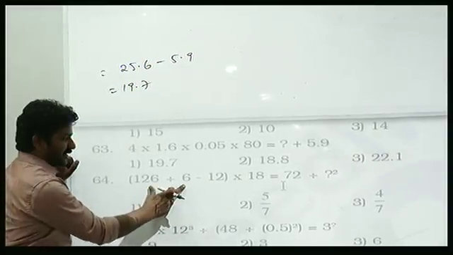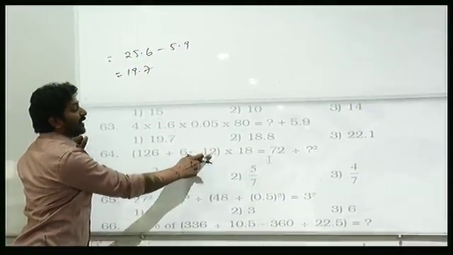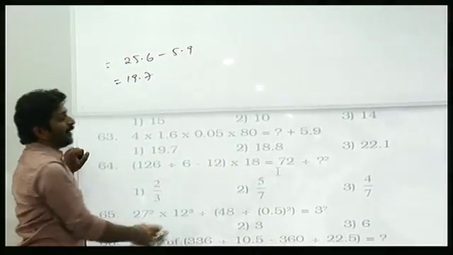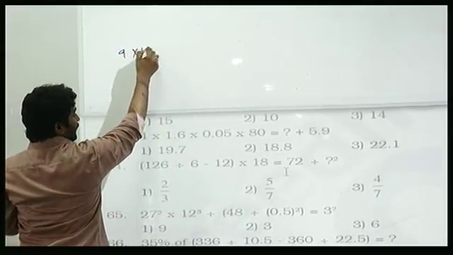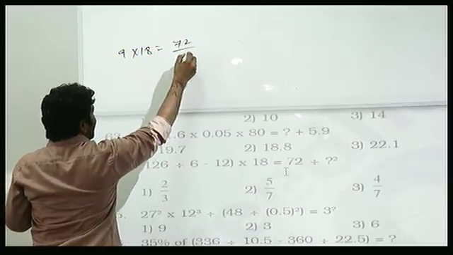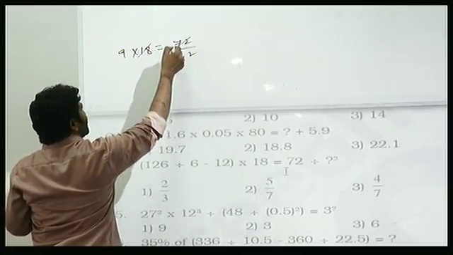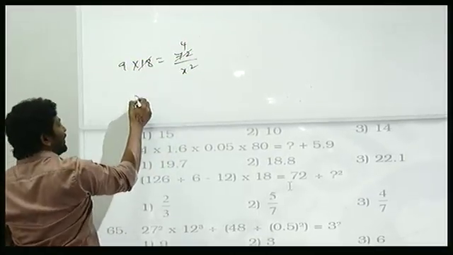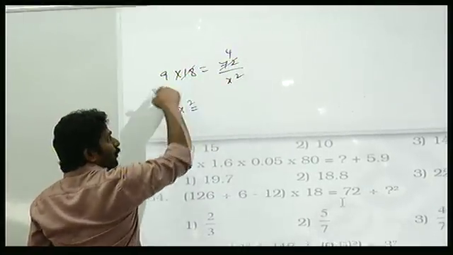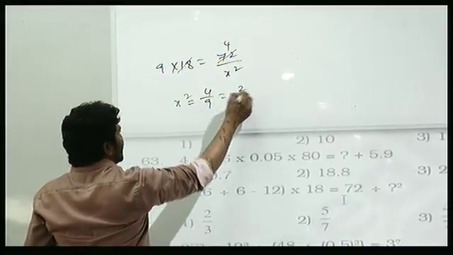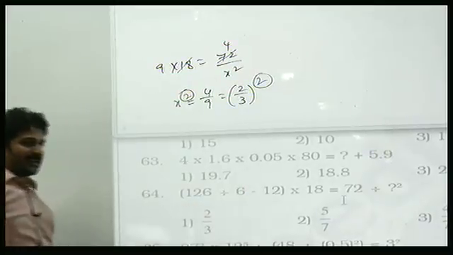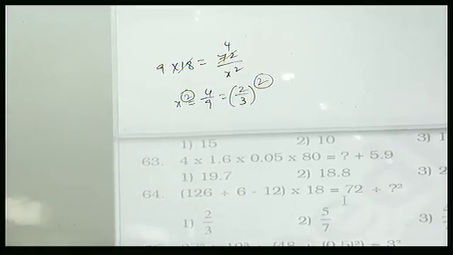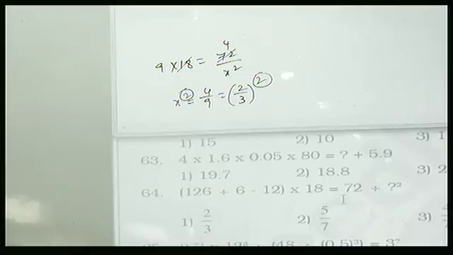Right, how much is this? 21. 21 minus 12? 9. 9 into 18. Wait. 9 into 18 is equal to 72 by x square. 18 how many times? 4 times. X square is equal to 4 by 9, which is equal to 2 by 3 whole square. Both exponents get cancelled and x is equal to 2 by 3. Right? Next.